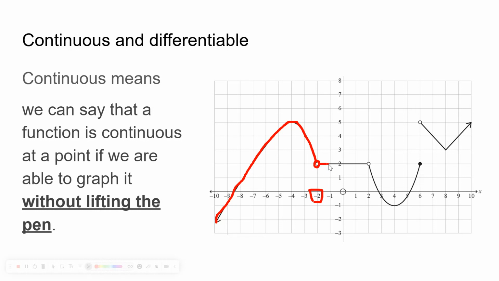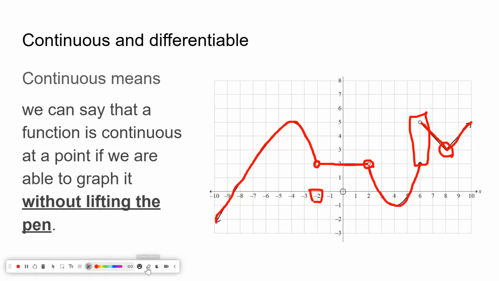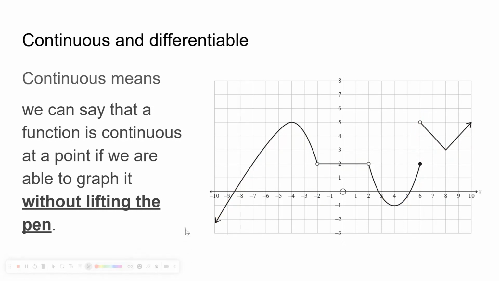Going on, continuous, then this is not continuous, then continuous again, but there is a jump here, which means you can't trace the graph. So this is not continuous, and then the rest is continuous, including the sharp corner. Then let's talk about not differentiable.